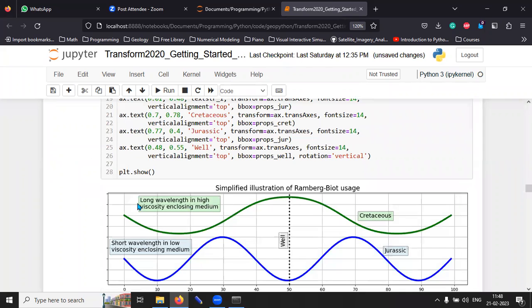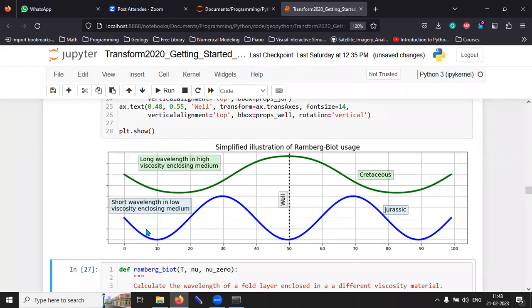So the first thing I'm going to show you is what happens when you have a low viscosity medium enclosing, that means you get short wavelengths. Short wavelength in low viscosity enclosing medium. That means the medium that is enclosed is strong and the surrounding material is weak, and you get short wavelengths, because what I just described, the strength of the competent unit or strong unit controls how the outer material behaves.